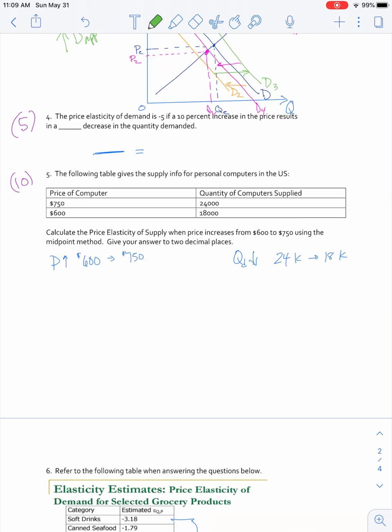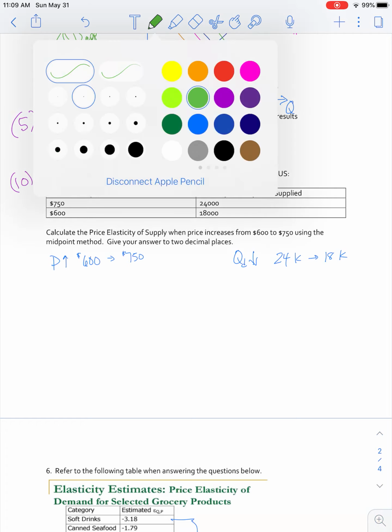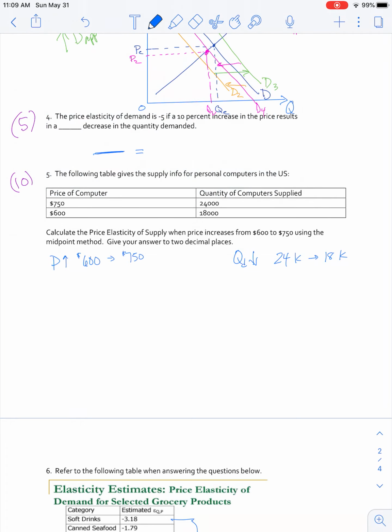Now, some of these next ones are a little more mechanical, and some of them are fairly straightforward. So the price elasticity of demand is -5 if a 10% increase in the price results in a blank decrease in the quantity demanded. All right, so this just gives it to you a different way. Normally, in many of the examples, you get the percentage change in price and the percentage change in quantity demanded. You need to know where to put them. Right, so it's the percentage change in quantity demanded over the percentage change in price, and that gives you the price elasticity of demand. Here's a 10% increase in the price.